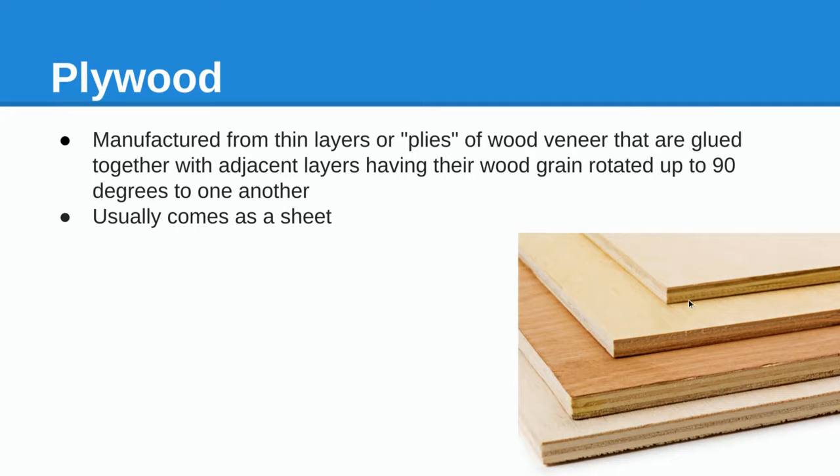Now by putting their grain layers 90 degrees to one another, alternating between layers, it's stronger one way than it is the other way. So if you alternate layers, you're getting strength in both directions.